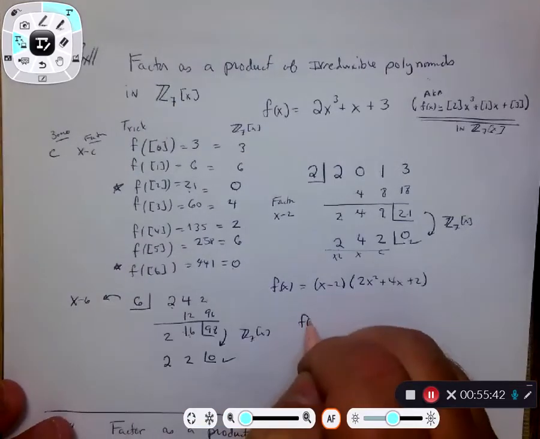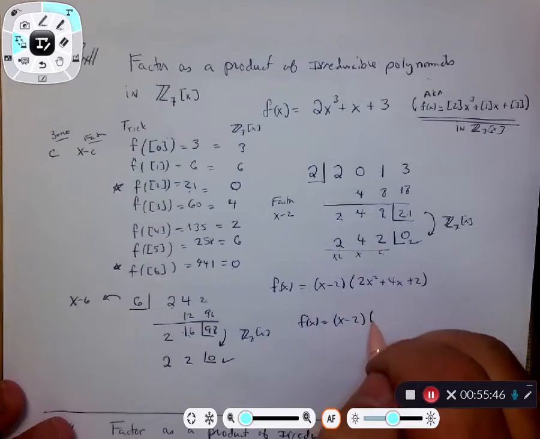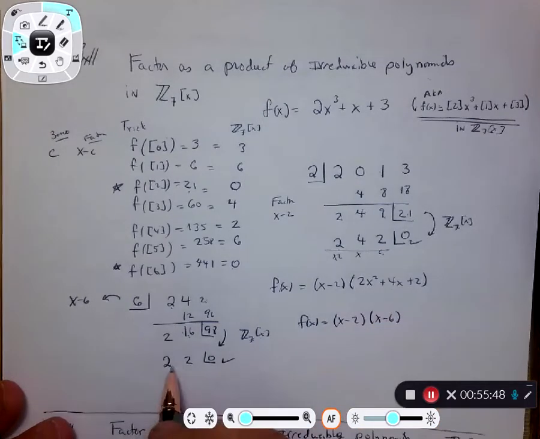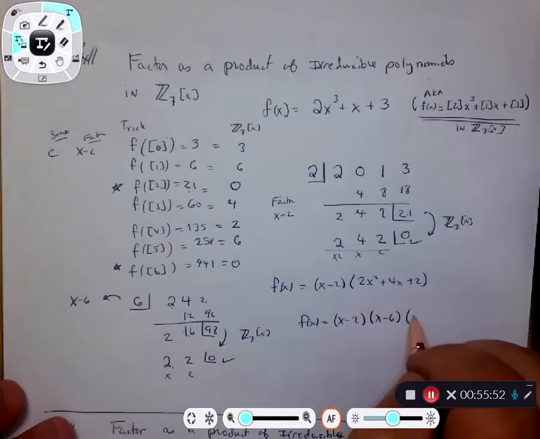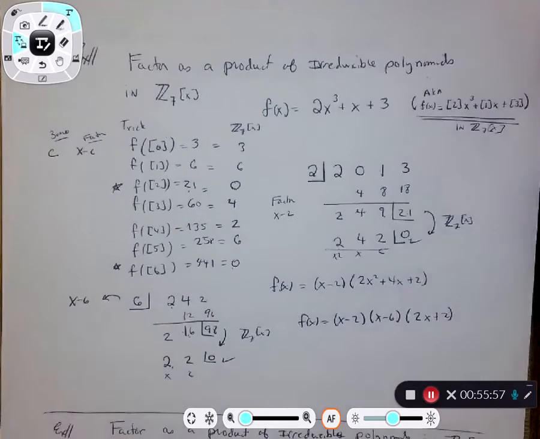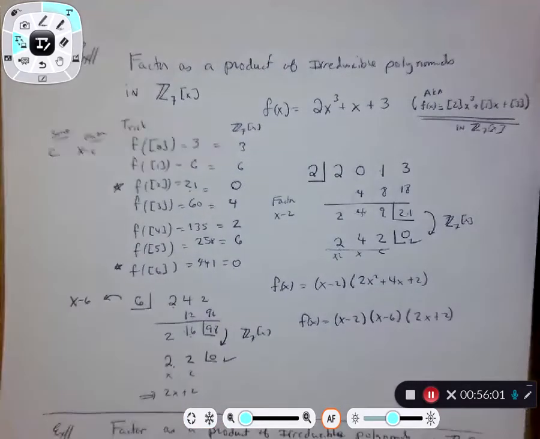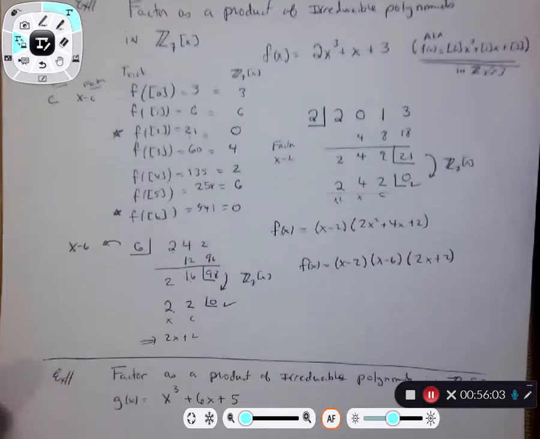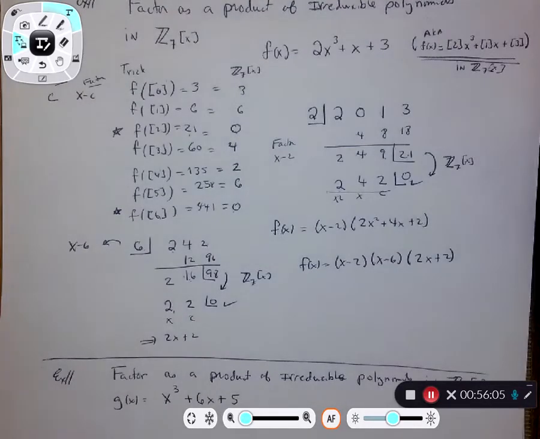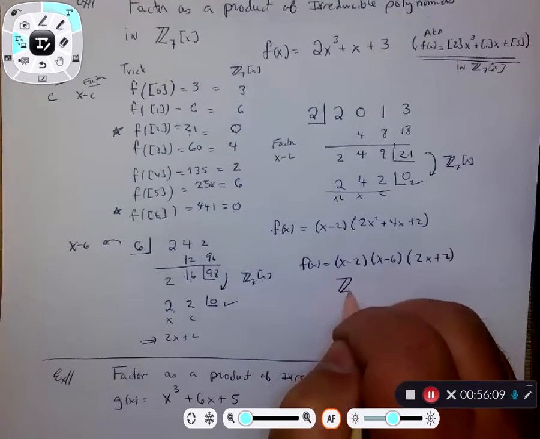So f of x is going to be that first factor, which was x minus 2, times the second factor of x minus 6, times what's left. This is your constant term. You end up getting 2x plus 2. Now, little subtleties. This is the right answer, but you've got a problem. Your problem is it's not completely right.